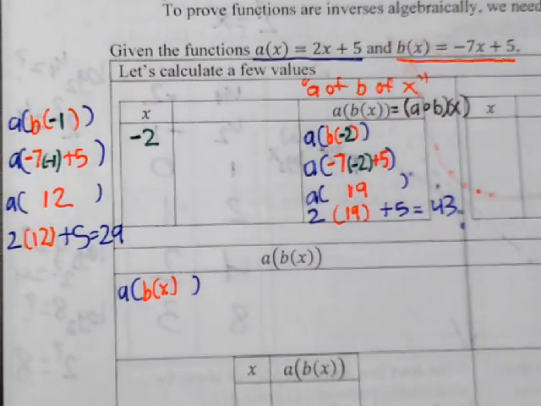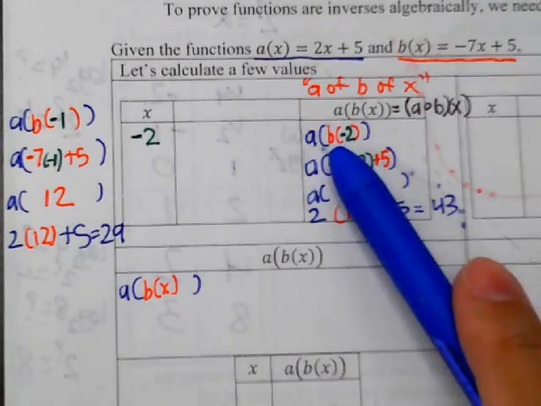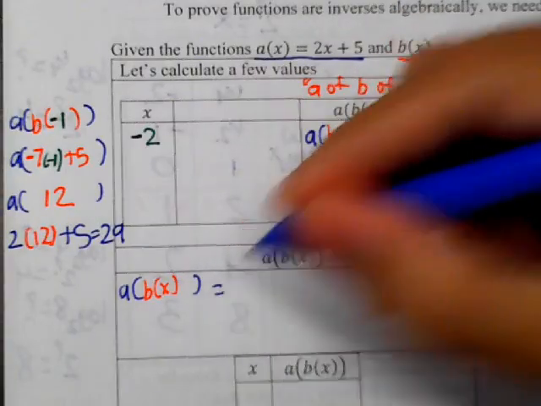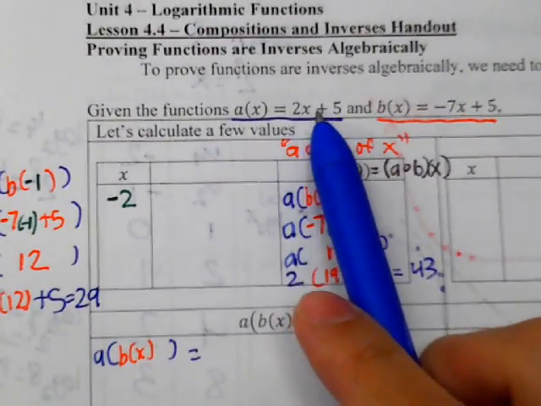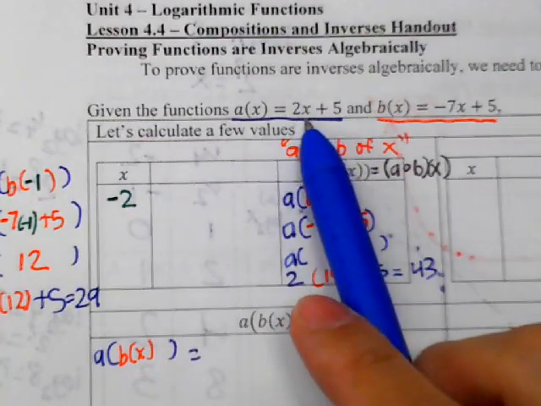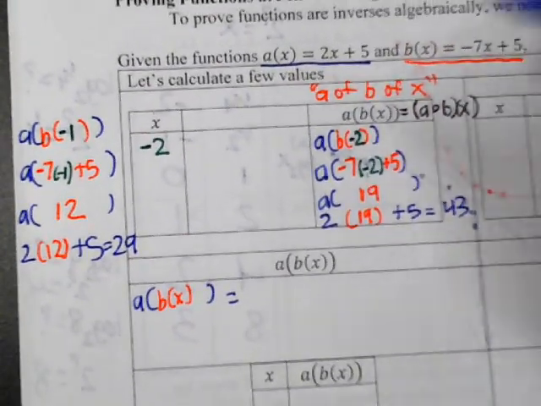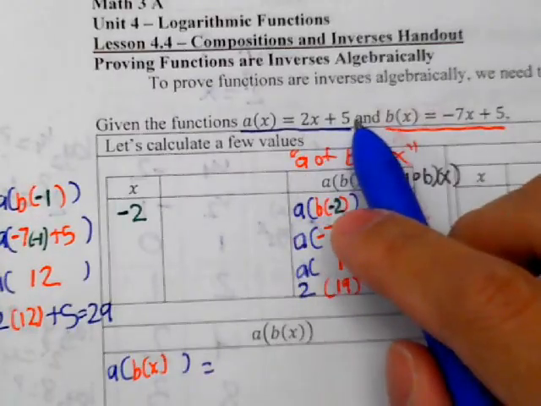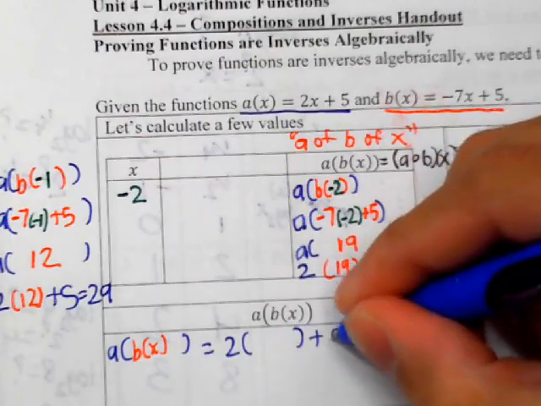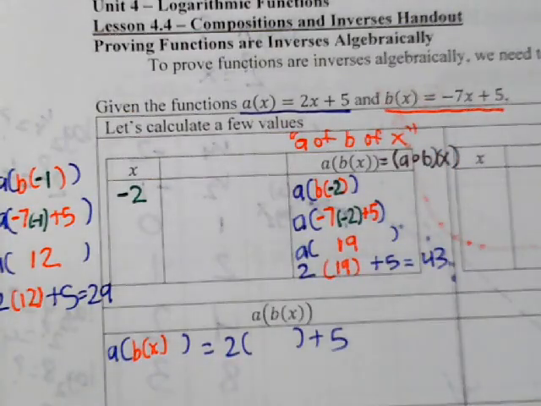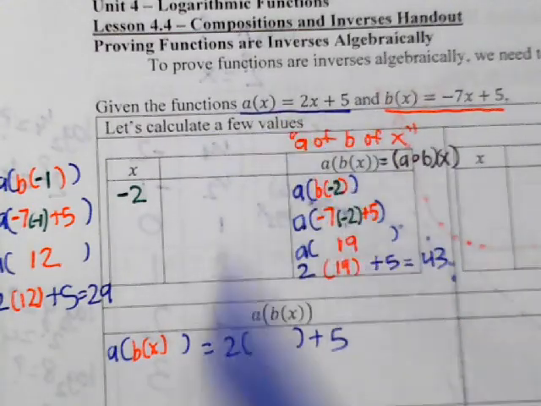Okay, so what we want to do is, for the outer function, we can write it like this. So 2x plus 5, right? So 2 times whatever x is plus 5. But this time, instead of x being x, the input is b of x. Okay, so in this parentheses, you're going to substitute b of x, the entire function.